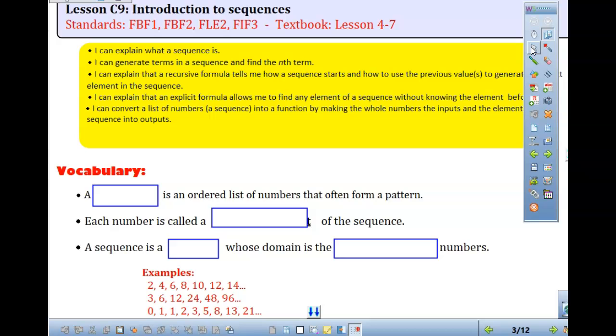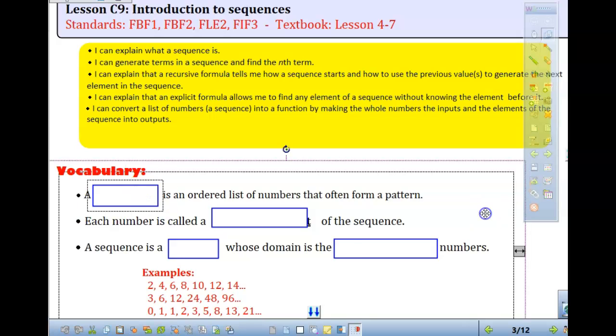So we talk about what a sequence is, generating the nth term. When you saw a list of numbers, that's a sequence of numbers, right? Down here are some examples of sequences. We are going to be looking at writing what's called an explicit formula. We're also going to be looking at a recursive formula. And we start with the explicit.